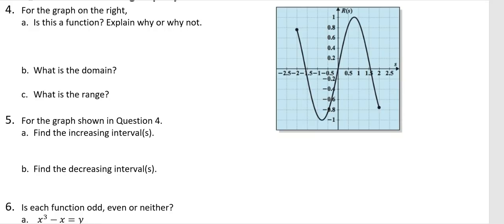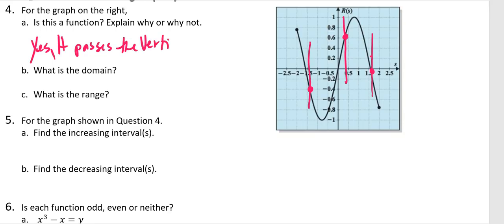Number 4 also asks, is this a function? When it's given in graph form, we can easily check this with the vertical line test. The vertical line test means I can take a vertical line and pass it through my graph, and at most, it will intersect the function at one place at a time. So yes, this is a function. And why? Because it passes the vertical line test. And you may write, if you like, VLT. I'm fine with that. I'll know what you mean.